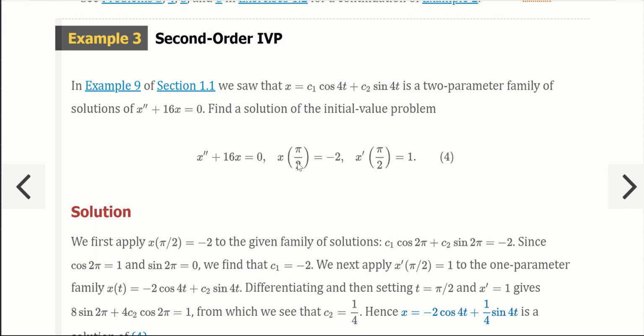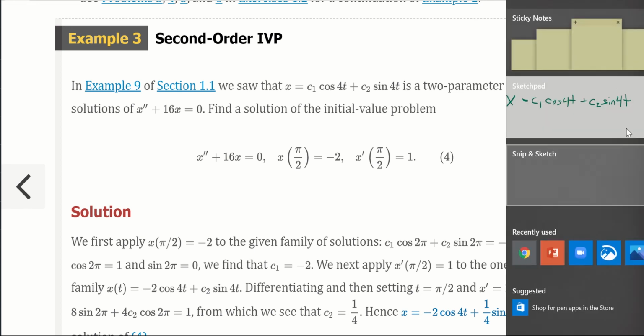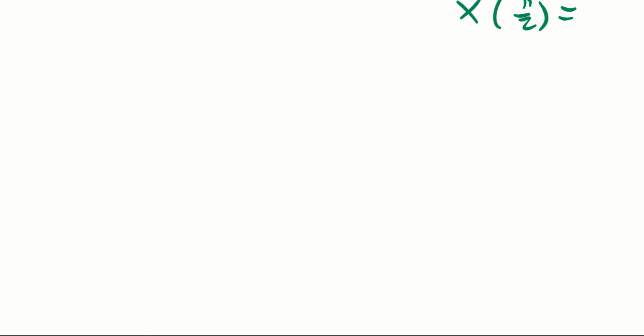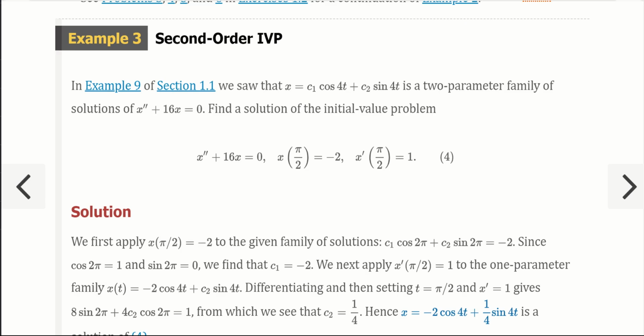So it should be super picky. This is x equals, and then plus c2 sine 4t, and then they give us an initial condition at pi over 2 and an initial condition on the derivative, the first derivative, also at pi over 2. They wanted x of pi over 2 to be -2 and x prime of pi over 2 to be equal to 1. So -2 and 1.